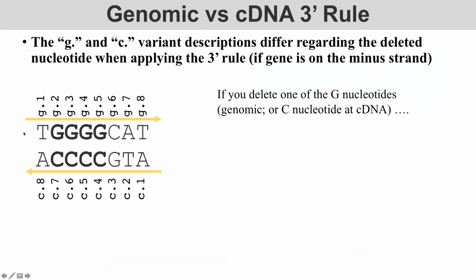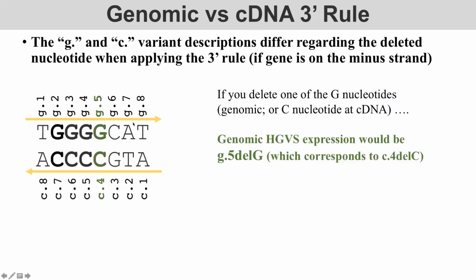So if you think of the sequence here where you have the genomic sequence going 5' to 3', and the cDNA is read on the minus strand, so now the cDNA numbering is going in the opposite direction. So let's say you have one of these G nucleotides deleted, which would be a C nucleotide at the cDNA level. If you're talking about this deletion at the genomic level, you would be using the 3' most expression, so we would say that it is this G that is deleted, so we would call it g.5delG to show that this one is deleted, and this position would correspond to actually what your c.4 position is.